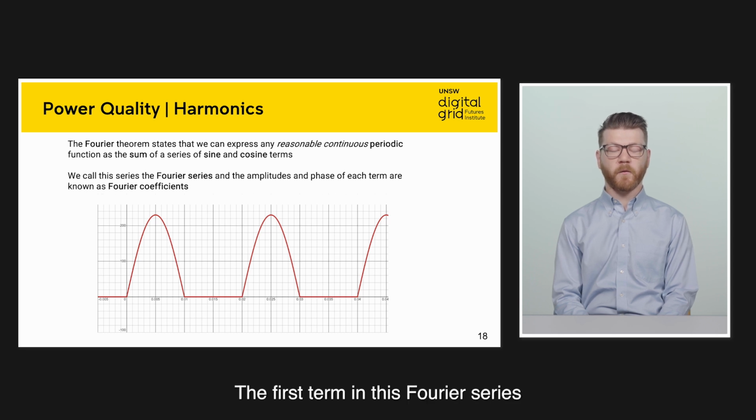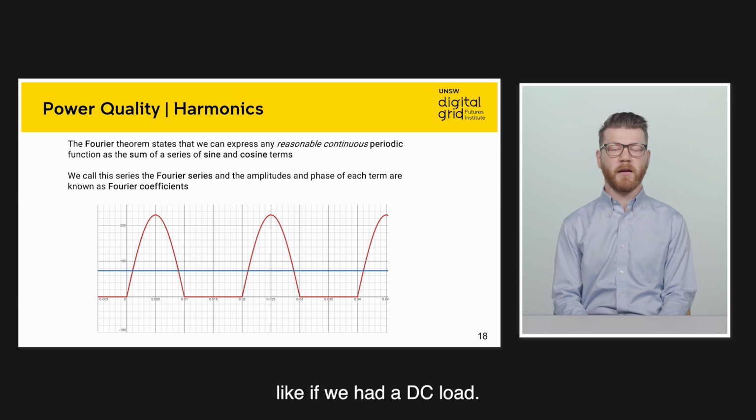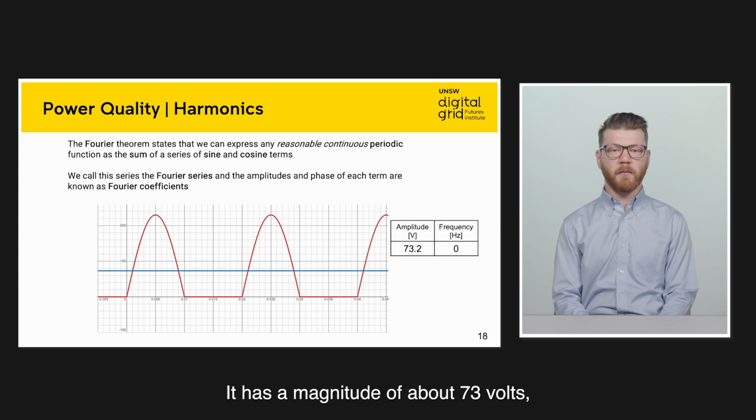The first term in this Fourier series is always going to be the DC component, which is the average voltage that this waveform would look like if we had a DC load. Here it is shown in blue. It has a magnitude of about 73 volts, and of course the frequency is 0 Hz. But to make it look a little bit more like the red waveform, we're going to sum in a fundamental component with a frequency of 50 Hz.